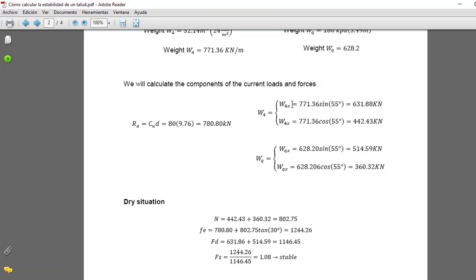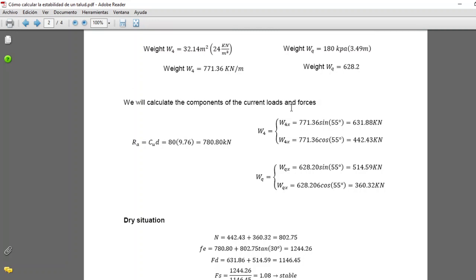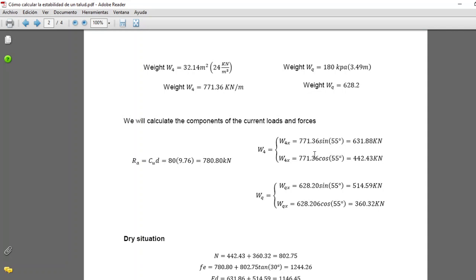Okay, for the W for x, we multiply 70.36 by the sine of 55 degrees, and we have 631.88 kilonewtons. And for the, I'm so sorry, there is J, and it is the same case.